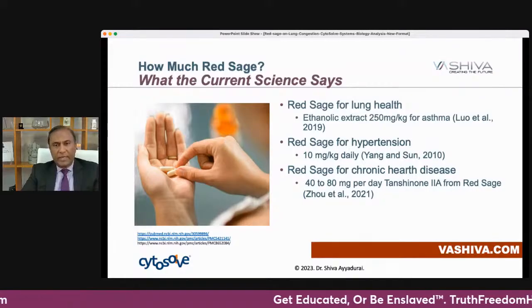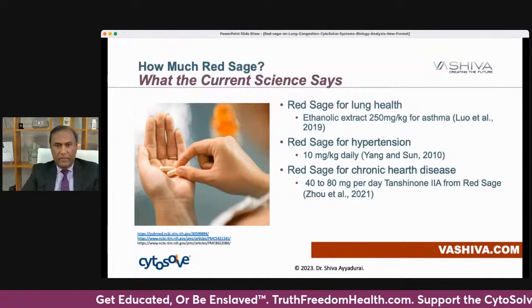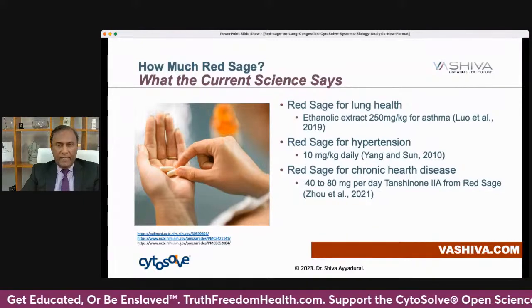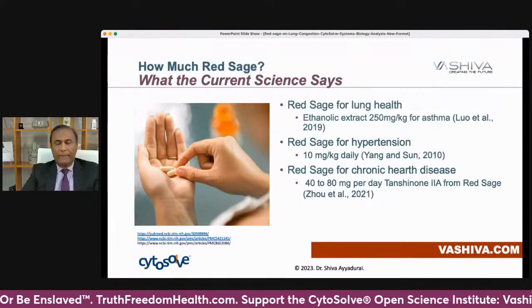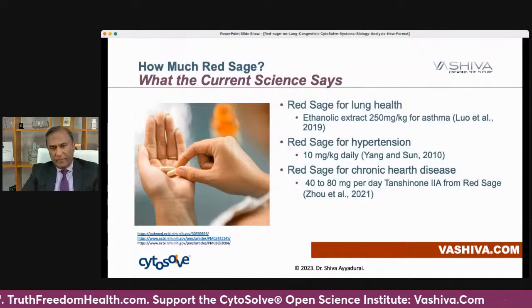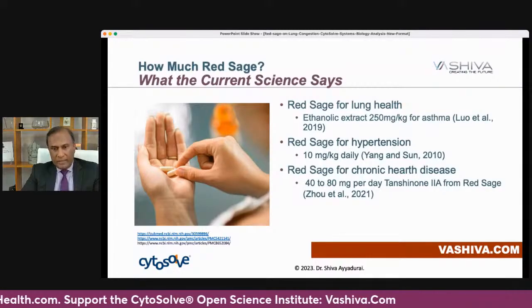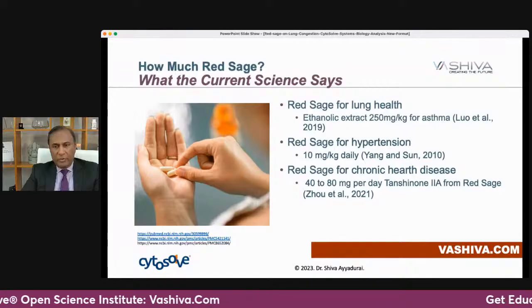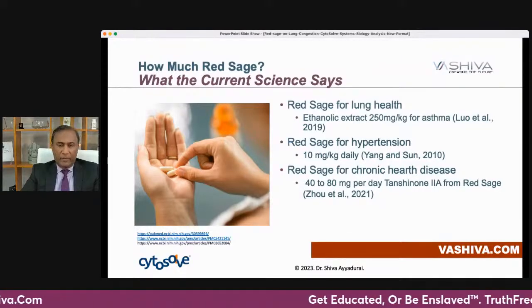Red sage for hypertension: 10 milligrams per kilogram daily. That's from Yang and Sun, if you have heart health issues or hypertension. Now for chronic heart disease, 40 to 80 milligrams per day of tanshinone 2A from red sage. That's that very particular molecule we found where people are doing extracts, and that's Zhao et al.